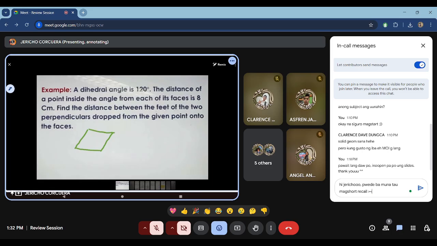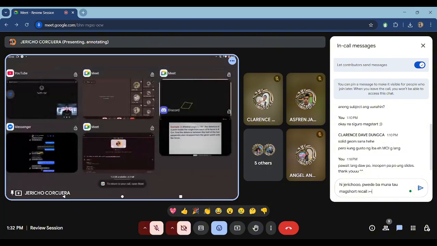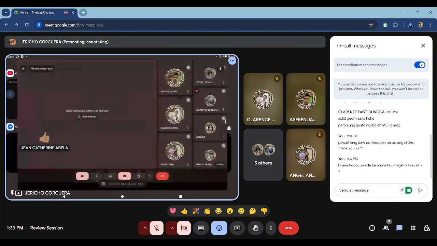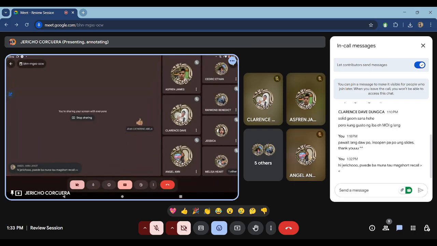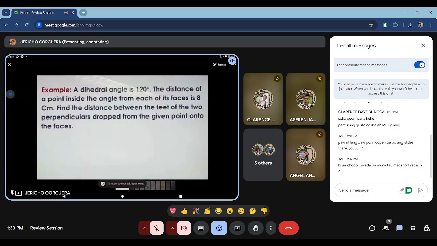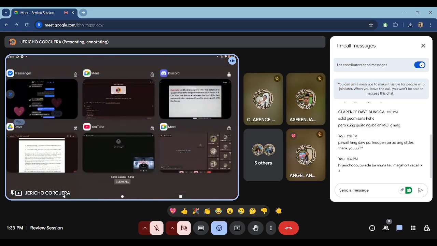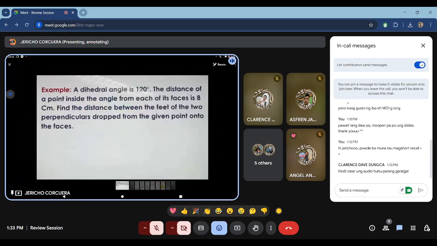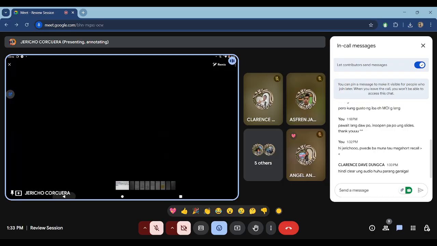Anyway, kita nyo ba? Okay, short recall muna. Sige, sige. Hindi ko kasi nababasa yung mga chat nila rin. Anyway, where are we now? Make sure that recall muna tayo.